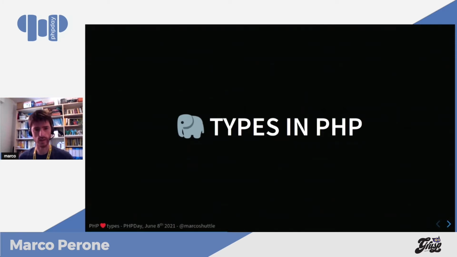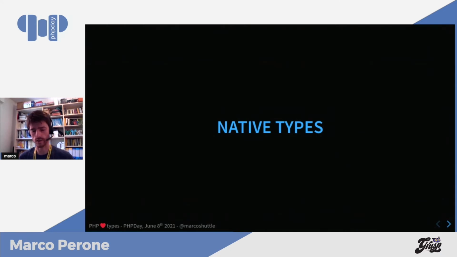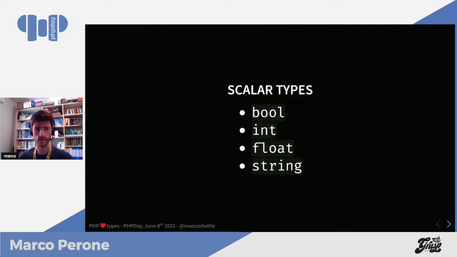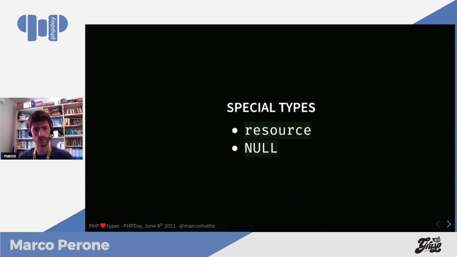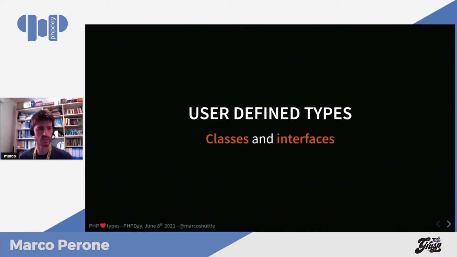So let's start looking at what the type system of PHP provides us. In PHP, the language basically gives us two families of types. One is the native types, which always come in any project, which are divided into scalar types, which are boolean, integer, floating point numbers, and strings; compound types, which allow us to put together simpler values, which are arrays, objects, callables, and iterables; and some special types, which are resources and null. The other family of types we can have in a PHP application is the user-defined types, which are classes and interfaces.